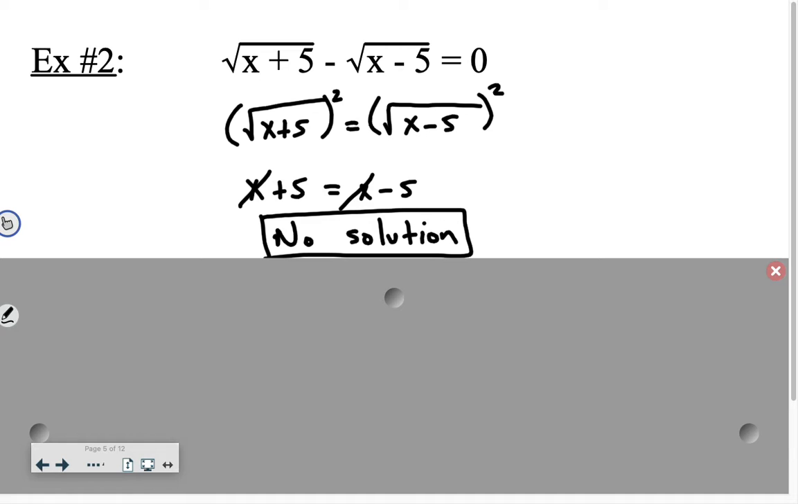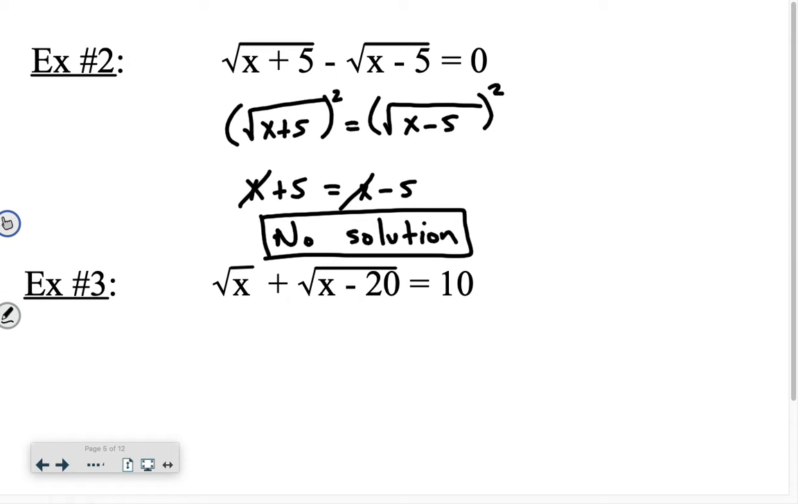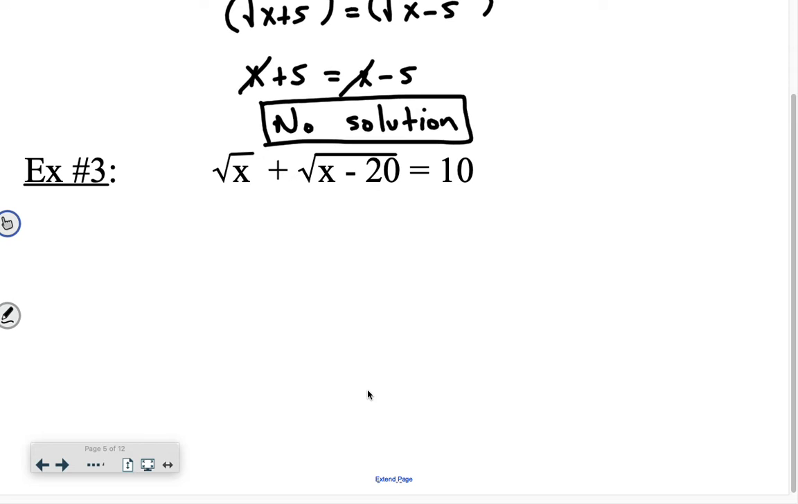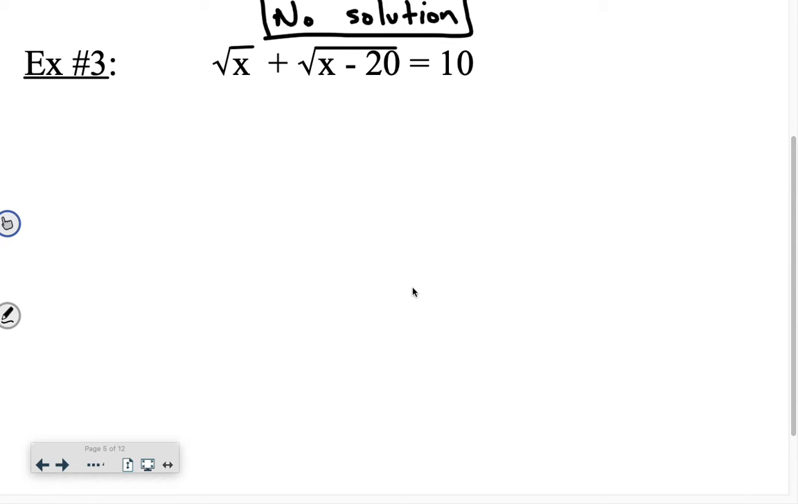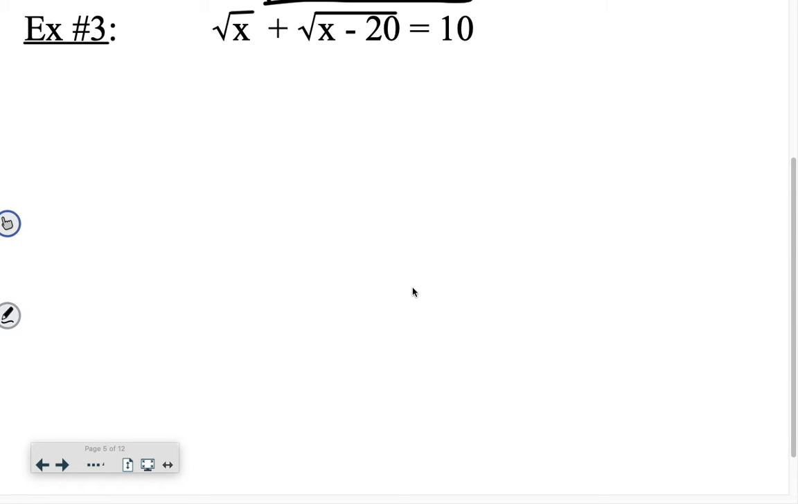So we started with 1 radical, went to 2 radicals but had 0 on the other side, so it wasn't too bad. Now we're going to go one extra step, one more step here. And that is 2 radicals plus something else on the other side. And this type of problem will be about as hard as this will get. This will be the hardest type of problem you'll see with radicals.